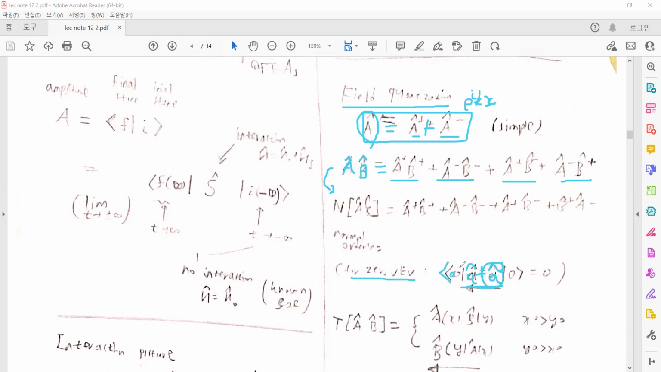If we act the operators on the vacuum, then in the normal ordering, such products of the fields will give zero values, and it is very easier to calculate something such as the products of the fields.